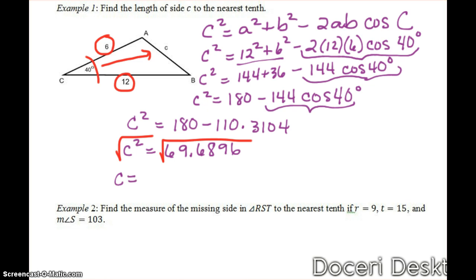And I get C equals... I'm going to round my answer to the nearest tenth. I get C equals approximately 8.3 there. So that is side C.